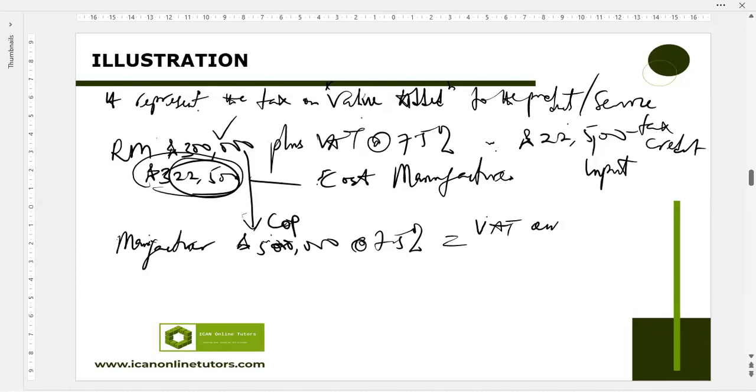7.5% of 500,000 is 37,500. The output VAT will now be 37,500. So how much is the manufacturer paying to the tax authority? And which tax authority is the manufacturer paying to? FIRS. Okay, so if they are paying to FIRS, how much are they paying?